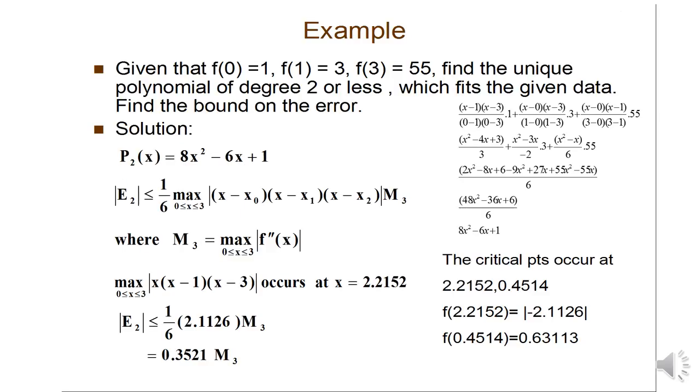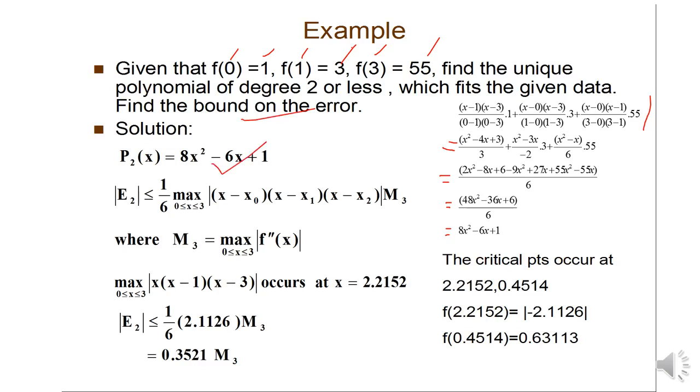This is another example where we have to find the polynomial. This is based on Lagrange interpolation because the data is not evenly spaced. If you look at the question, f0 is 1, f1 is 355, so the data is not evenly spaced. Find the unique polynomial of degree 2 or less which fits the given data. So in the Lagrange polynomial, this is x0, x1, x2, this is f0, f1 and f2. We simplified all this, so this is equal to this, and finally we get the polynomial 8x squared minus 6x plus 1. So this is P2(x).